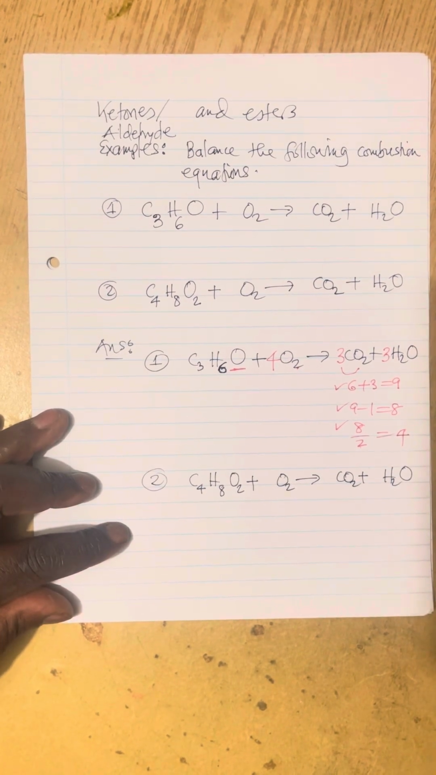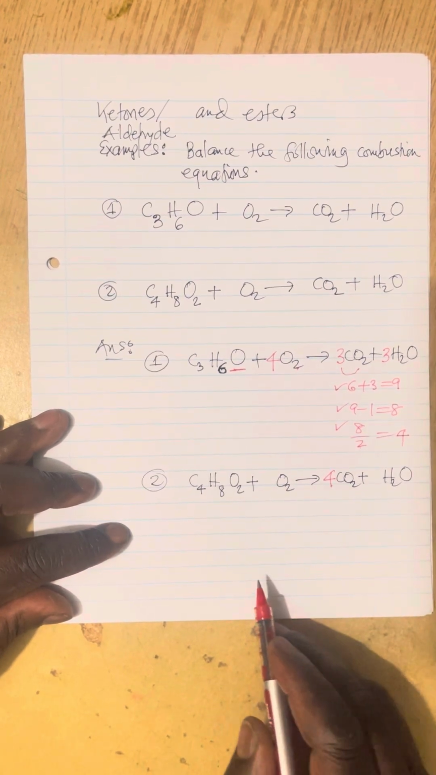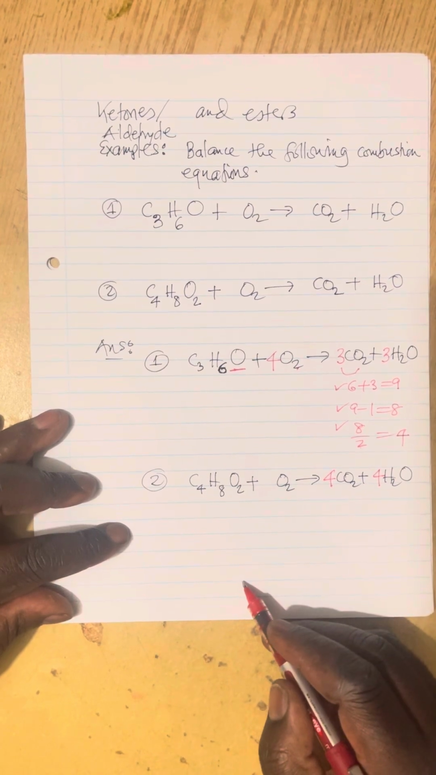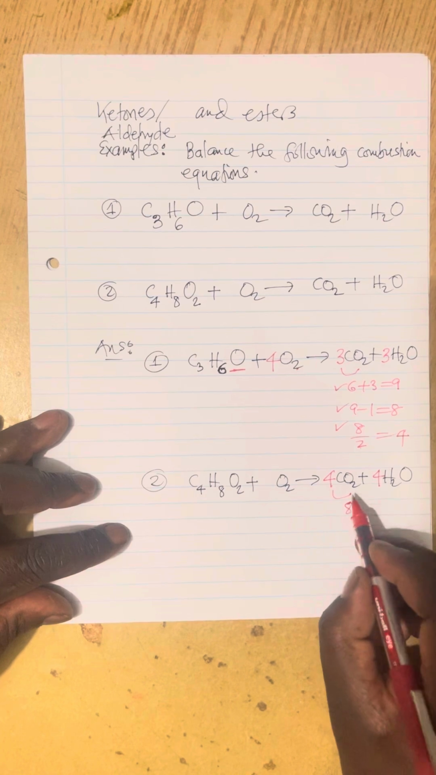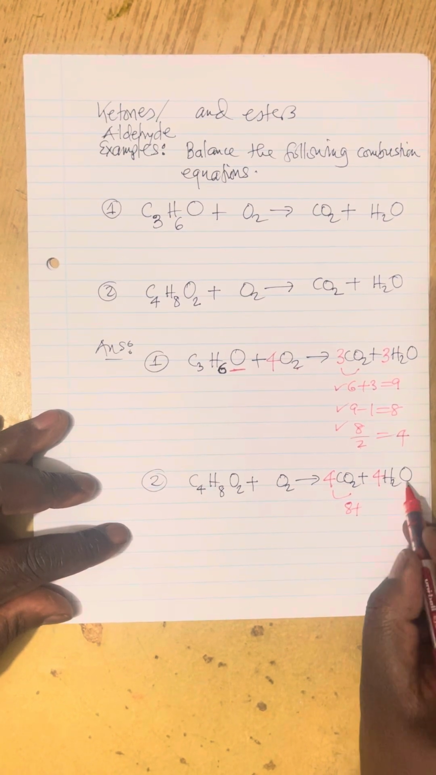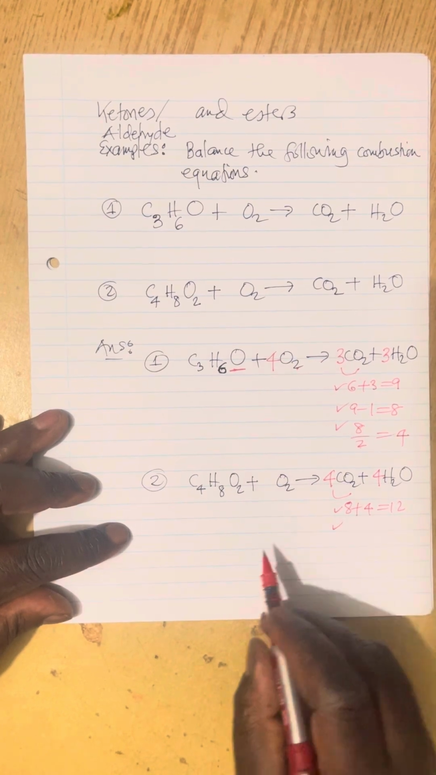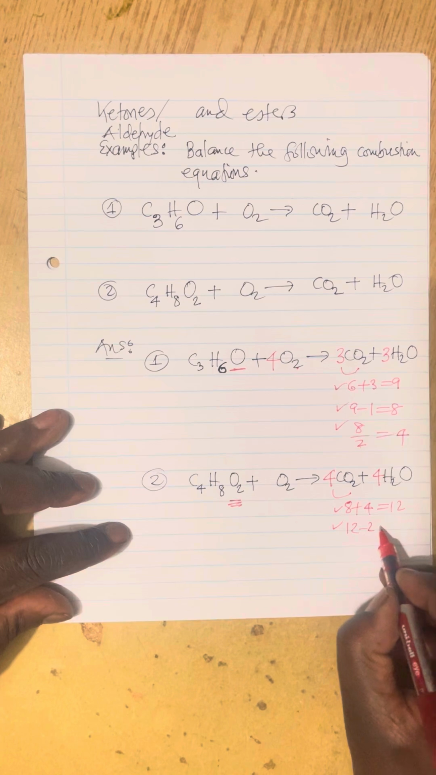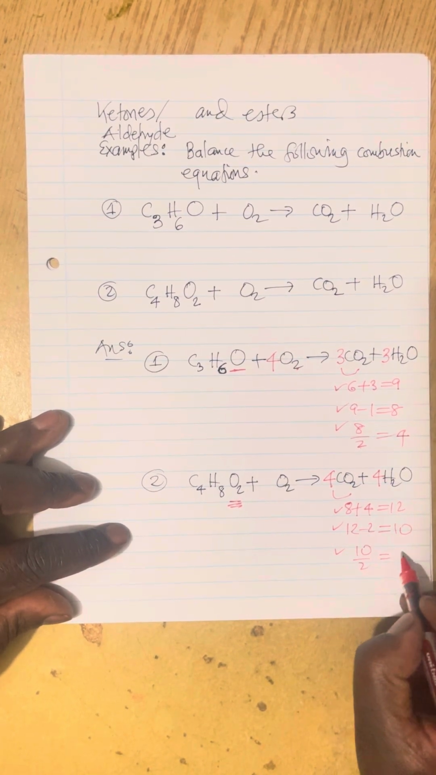Let's put in the coefficients. 4 carbons, 4 carbons. 8 hydrogens, 8 hydrogens. 4 times 2 is 8. Oxygens, we move to the right hand side. That's 8. 4 times 2 is 8, plus 4 times 1 is 4. The answer is 12. Now, notice there are 2 oxygens there now. We're going to have to say 12 minus 2, and the answer is 10. Then we take 10, divide by 2, the answer is 5.